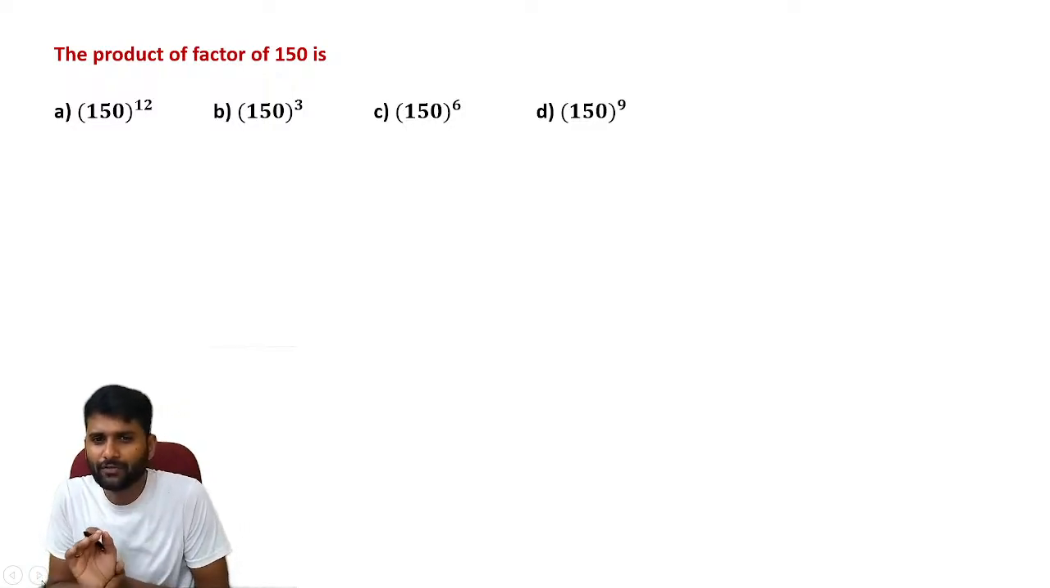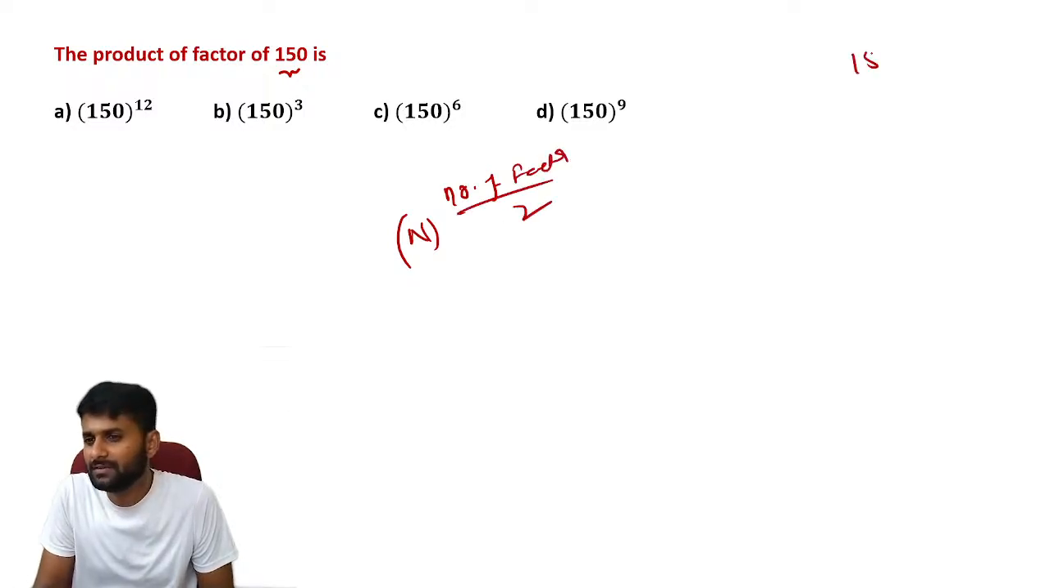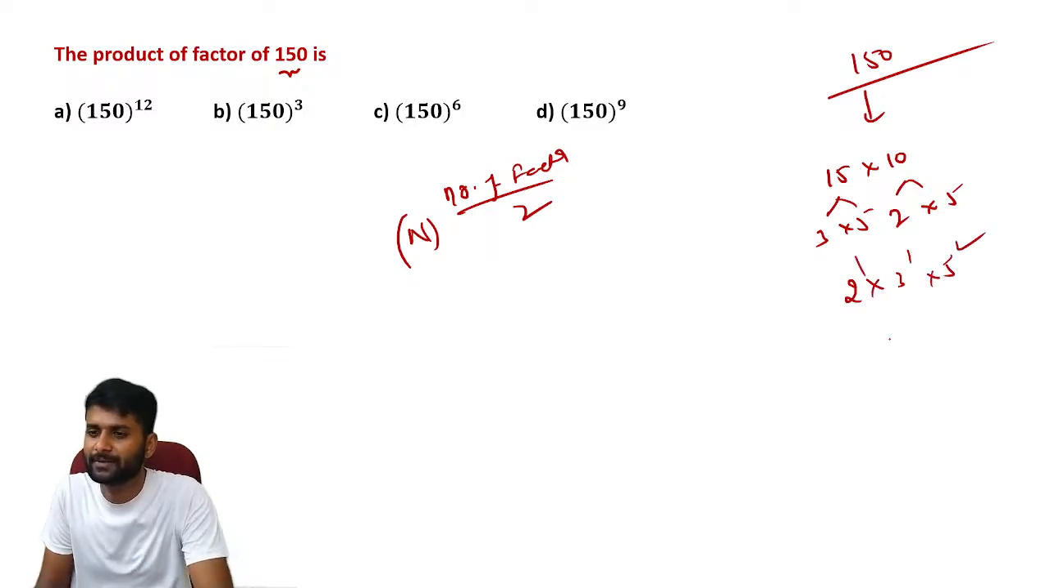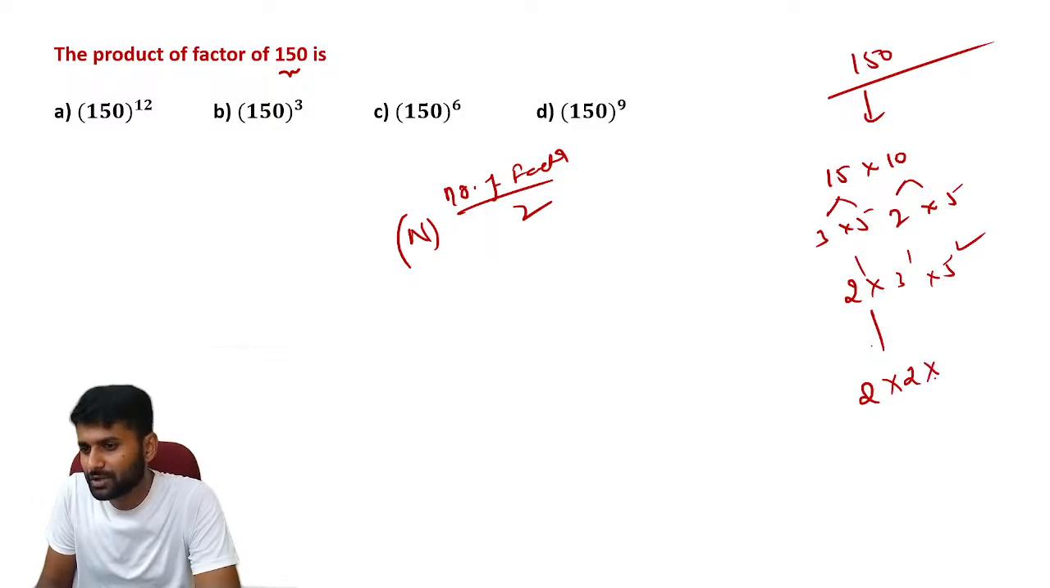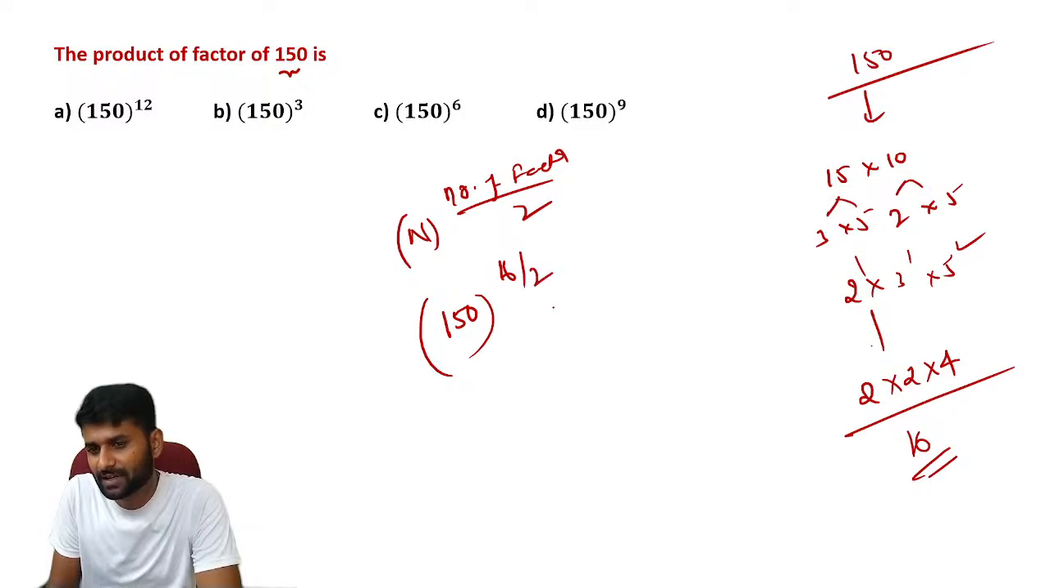Now see the product of factors of 150. I will tell you the formula here. N is the given number. Then identify the number of factors, divided by 2. See 150's number of factors. 15 into 10, right? 10 is 2 into 5, and 15 is 3 into 5. Finally, 2 power 1 into 3 power 1 into 5 square. Here the number of factors is 2 into 2 into 3, which is 12. If you go through the product, N means the given number. Number of factors is 12 divided by 2. Answer: 150 whole power 6.